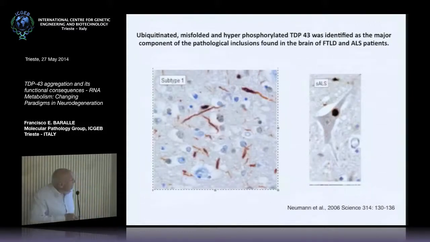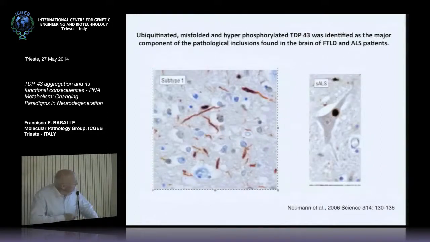So, as I said, we were happily working on TDP-43 alone. Nobody in the world cared about it until this paper came out, and Virginia Lee's group discovered that these aggregates in the brains of patients were ubiquitinated and phosphorylated TDP-43. From the beginning, we were attracted to this feature: the nucleus was empty of TDP-43 staining. It's not always like that, but even the authors in that paper noted it.